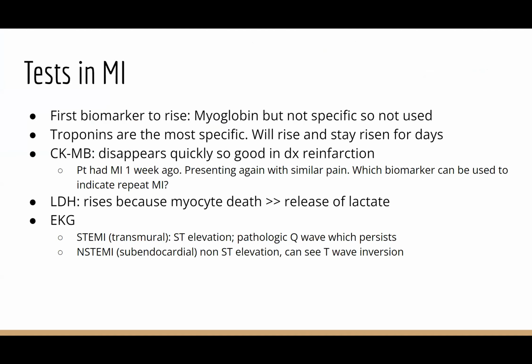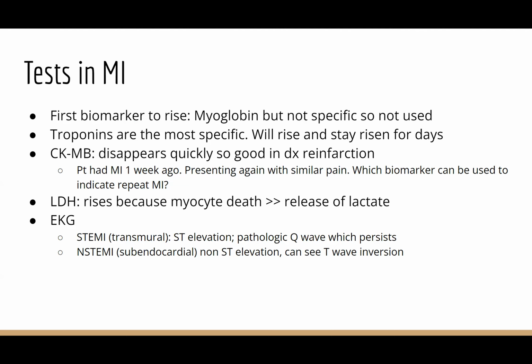Now, what can you do to test for MI? The first biomarker is myoglobin, but this is not specific at all, so this is not used. It exists, but the likelihood of them testing you on it is kind of low, though it's there just in case they want to throw it in on you. Troponins, of course, are the most specific, and they will rise and stay risen for a few days. So a patient can come in a week later and they will still have troponins elevated. Now, what happens if they have a new heart attack?